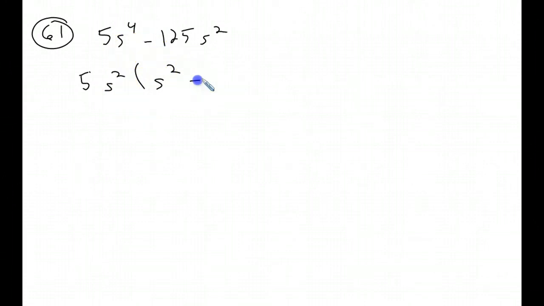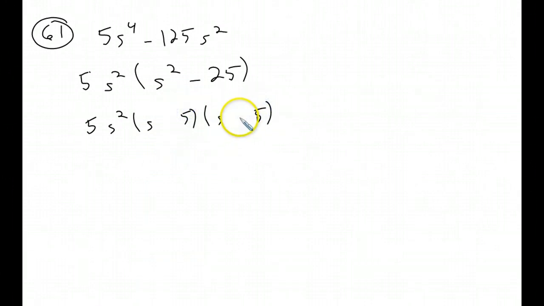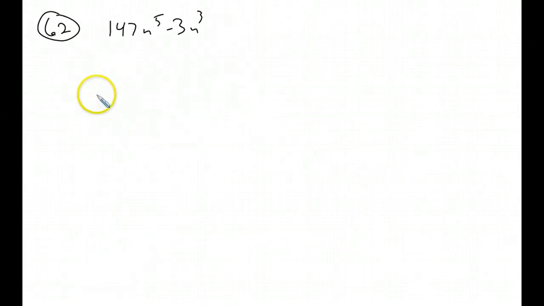Minus 25. Your first term is a square. Your second term is a square. There's a minus sign in between. So this is our difference of squares case. s times s will give you s squared. 5 and 5 will give you 25. Difference of squares, so one's a plus, one's a minus. There's your solution.